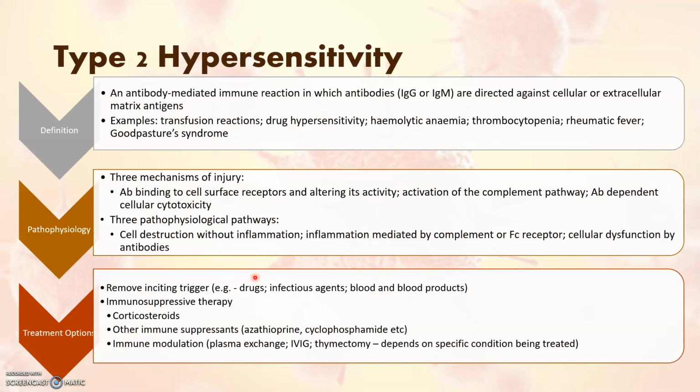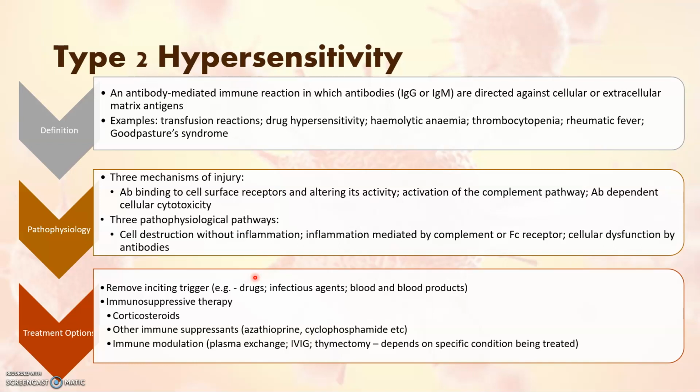Okay, so type 2 hypersensitivity is an IgG or IgM antibody-mediated immune reaction directed against the host's cellular or extracellular matrix antigens. And you can see examples of this in transfusion reactions, drug hypersensitivity, hemolytic anemia such as autoimmune hemolytic anemia, immune thrombocytopenia, rheumatic fever, and Goodpasture syndrome.